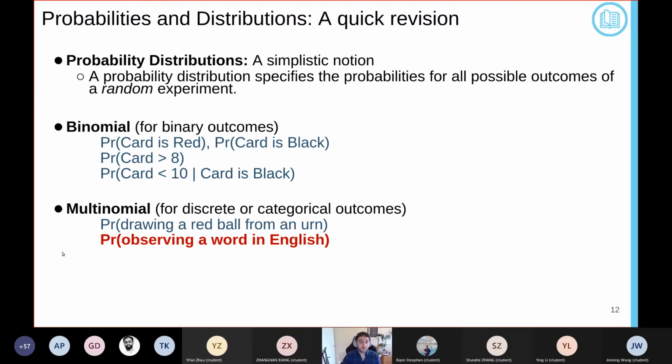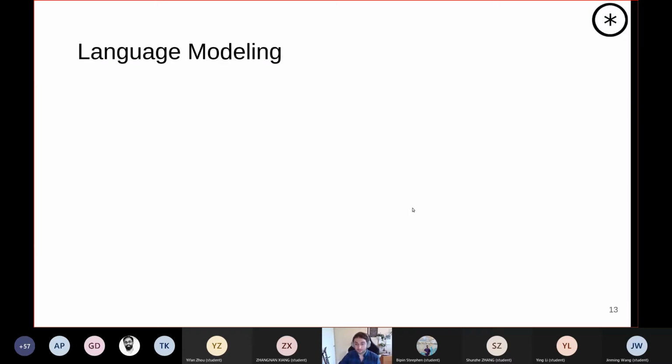A binomial thing could be something is red or black, or something is higher or lower than 8 here, or that kind of stuff. Something is true or false. Right, so just a quick revision of vocabulary. And finally, we go into language modeling, which is what is going to be very interesting today.